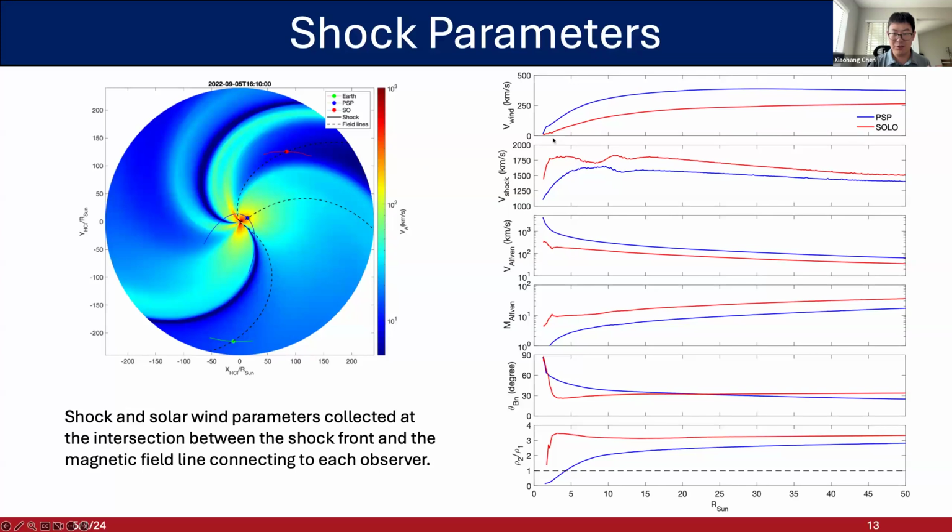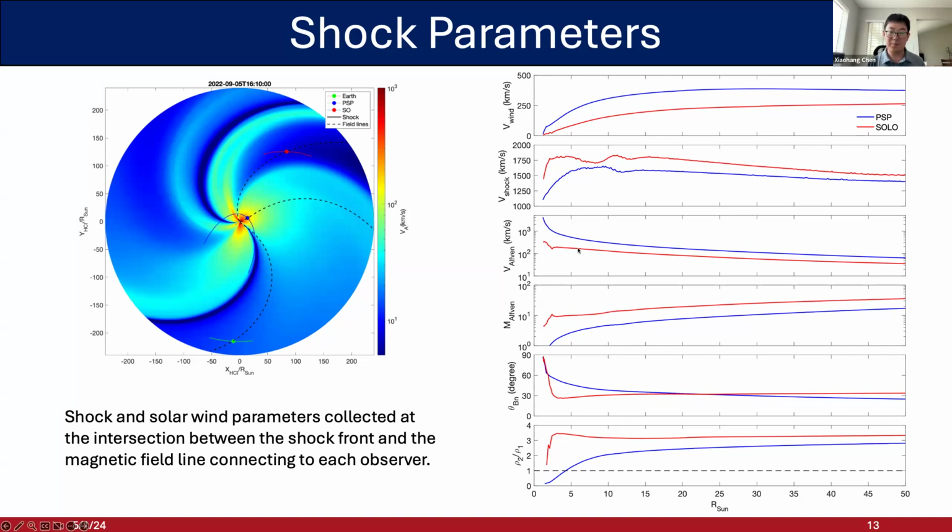So basically, we can characterize the evolution of the shock surface, and we can extract the shock parameters at the intersection between the shock surface and the field line connected to each spacecraft. The right panel shows how these parameters evolve as a function of radial distance. The blue line represents the shock parameters connected to Parker Solar Probe, and the red line represents the shock or plasma parameters connected to Solar Orbiter.